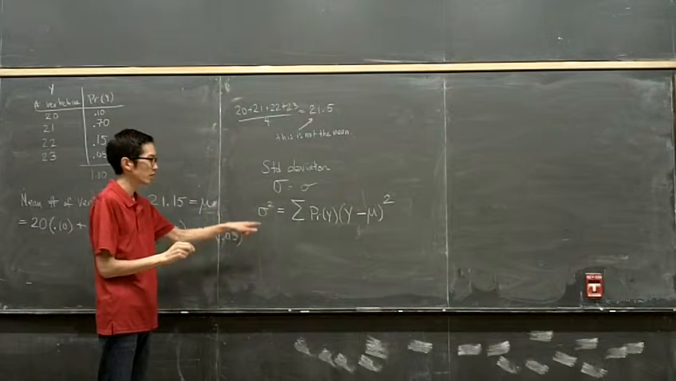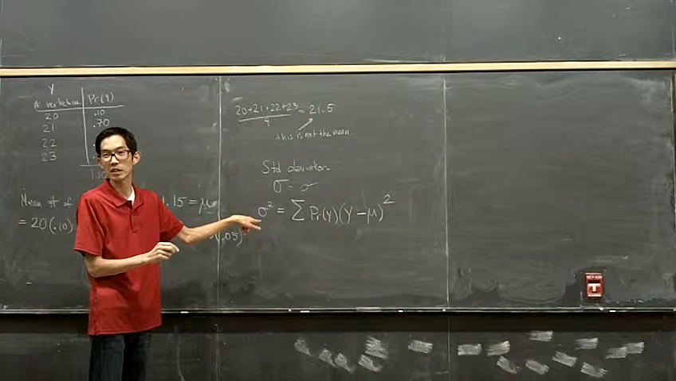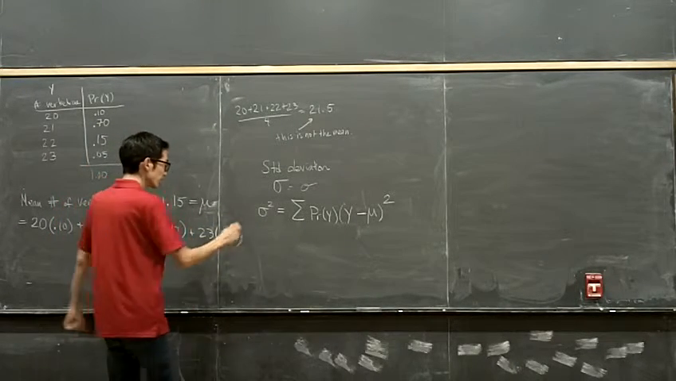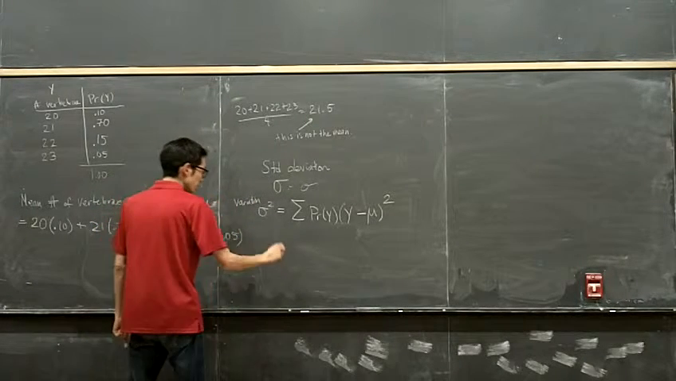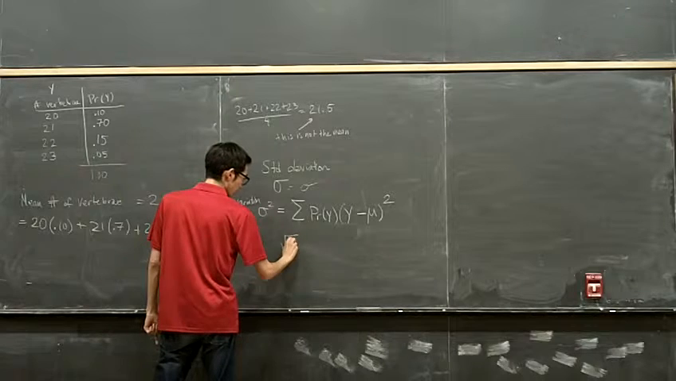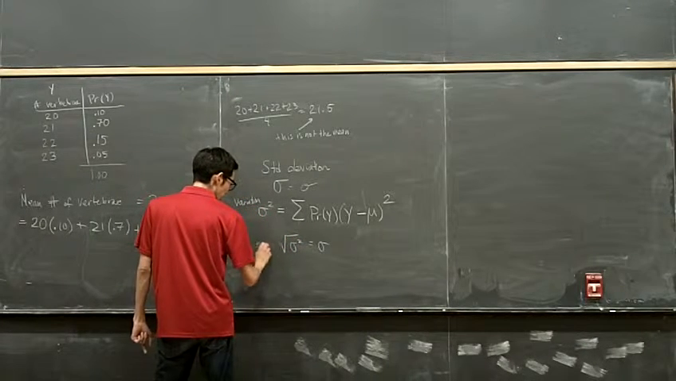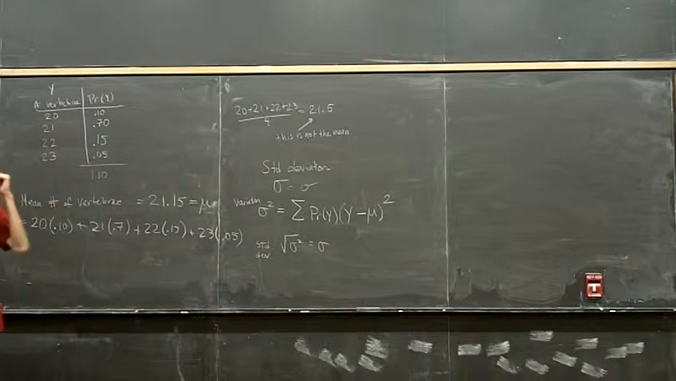sigma squared. Do we have a name for this? The variance. The variance is the standard deviation squared. So this is the variance. And then if I just take the square root of that, it gives me sigma. That's going to be my standard deviation. So don't forget to take the square root.